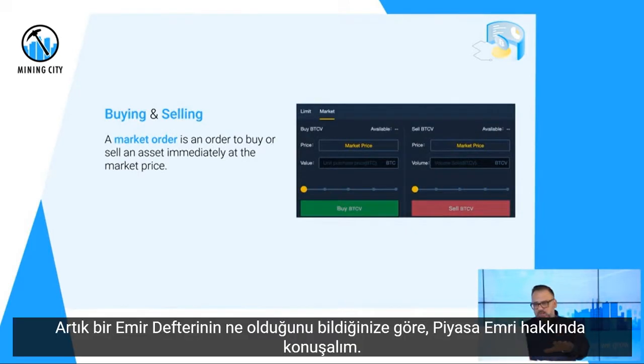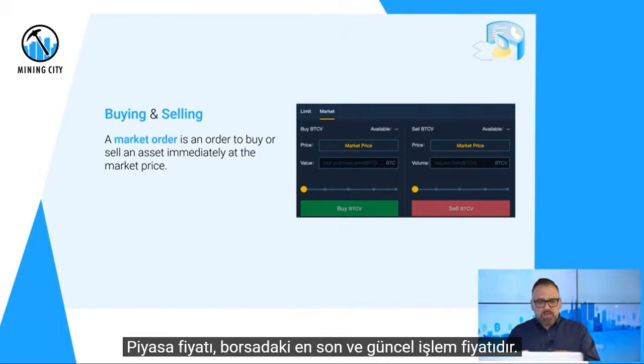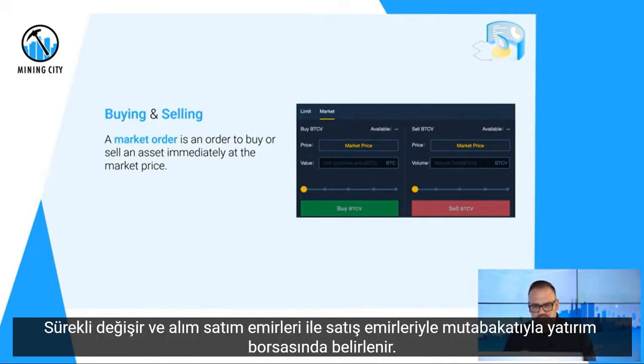So now that we have covered the order book, let's talk about market orders. A market order is the buying and selling of cryptocurrency quickly on the marketplace. Market price is the most recent and current trading price on the exchange. It constantly changes, and it is determined on trading exchanges through the consensus of buying orders and selling orders.